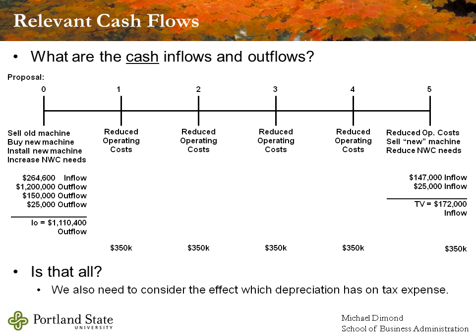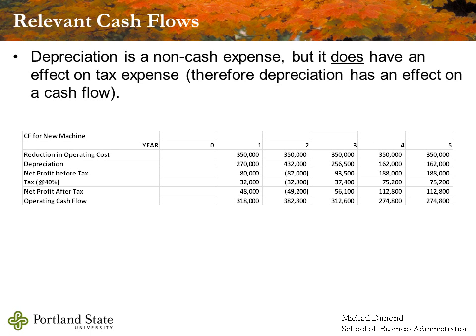That's not all that we need to do. The other thing that we need to do is consider what effect depreciation has on tax expense. Now remember, I said you'd need that depreciation number, and even though depreciation is not a cash expense, it affects something which is a cash outflow. Our tax expense is going to be a cash outflow, so depreciation has an effect on a cash flow. We need to take that depreciation expense and we need to work it into our computations.